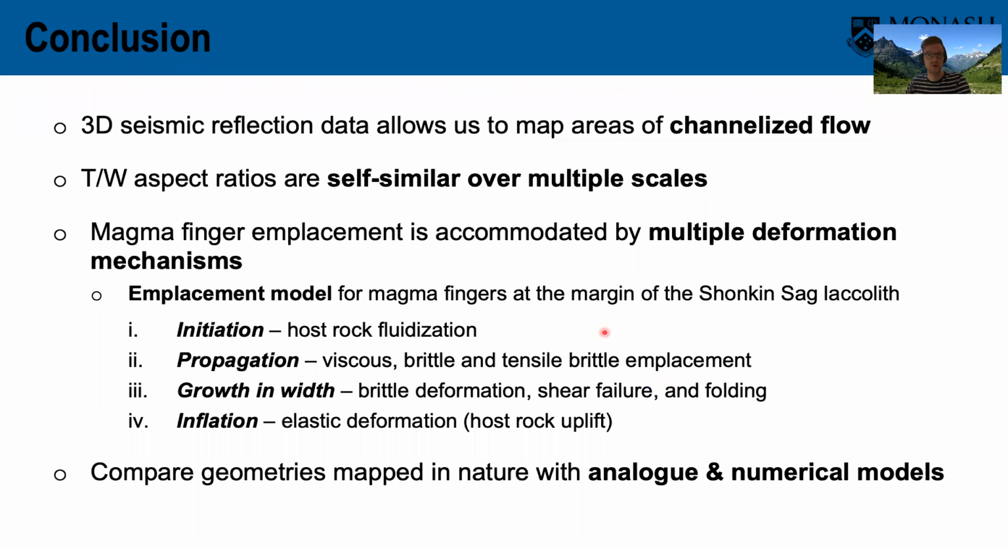To conclude, we showed that even small-scale elongate intrusion geometries and areas of channelized flow, which potentially can contain sulfide liquids, can be identified and mapped using 3D seismic reflection data. This also highlights the importance of 3D seismic reflection data, as it can increase our ability to explore for tubular intrusion geometries. The thickness width aspect ratios of the geometries we mapped in seismic reflection data and in the field are self-similar over multiple scales, so we can compare these different outcrops and the different data sets.